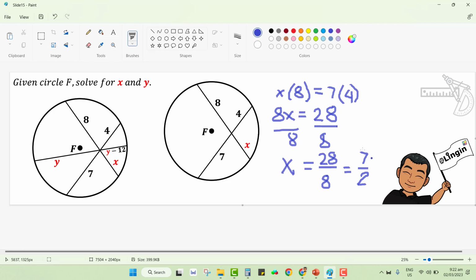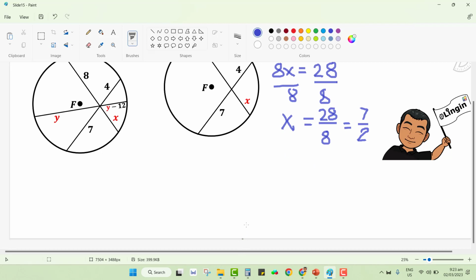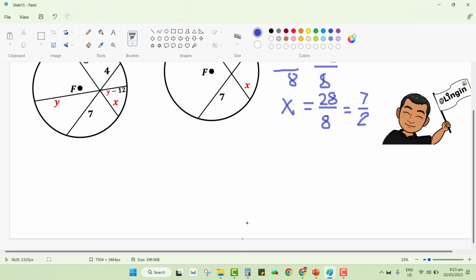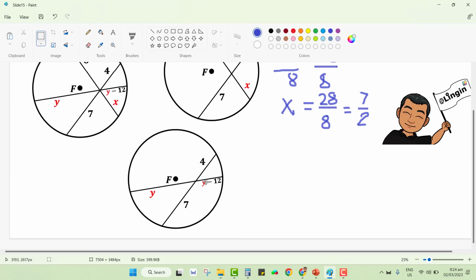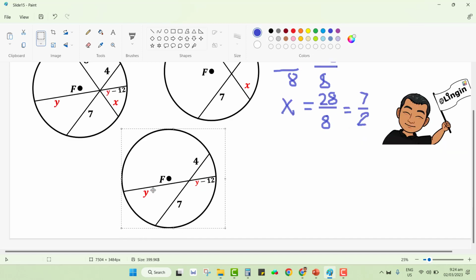Now that we are done with this, let's go to y. There is some advice here, since there might be chances that your solutions might be incorrect. So let's use the other chord that could be paired with the chord containing y. Let me increase this portion a little bit better. So I could insert another circle, which will involve just the given values of the chord, which is already given, and the chord with the y variable.